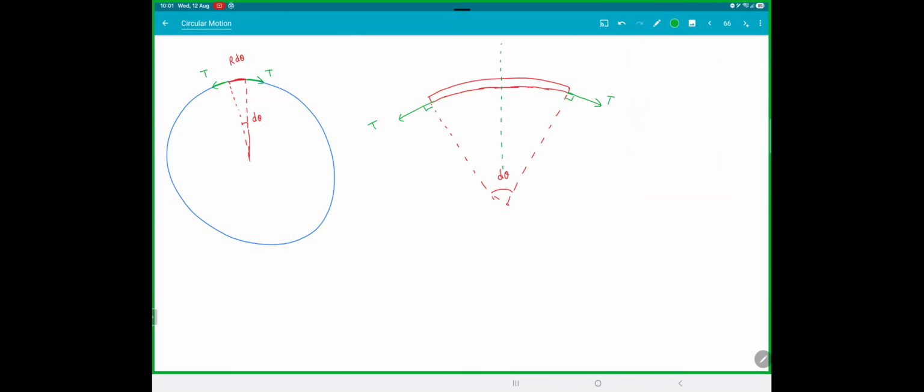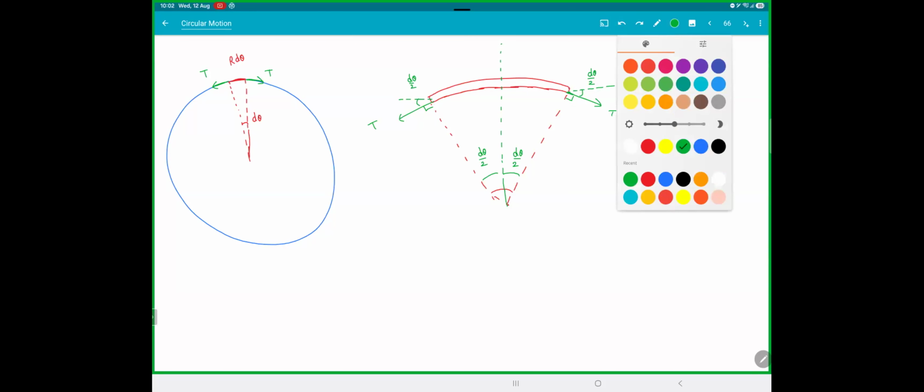If you drop a bisector, this angle will be d theta by 2. This angle will be d theta by 2. And if that is 90 here, this angle also will be d theta by 2. You can check that from geometry. So if you take a vertical line, this will be d theta by 2, this is d theta by 2, d theta by 2.